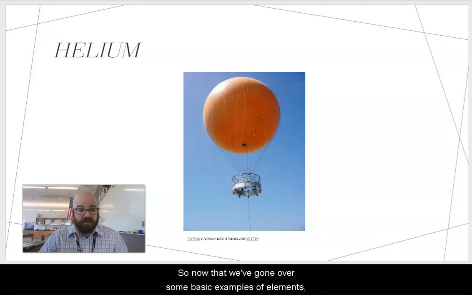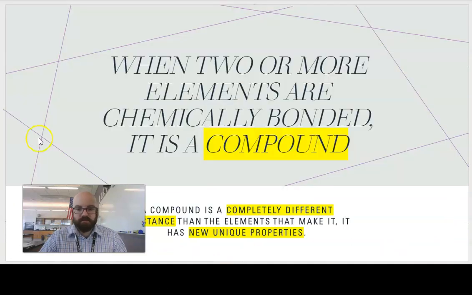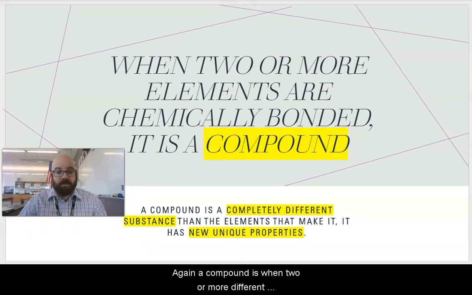So now that we've gone over some basic examples of elements, let's look at some examples of compounds. Again, a compound is when two or more different elements are chemically bonded. So a compound is a completely different substance than the elements that make it. It has new unique properties.